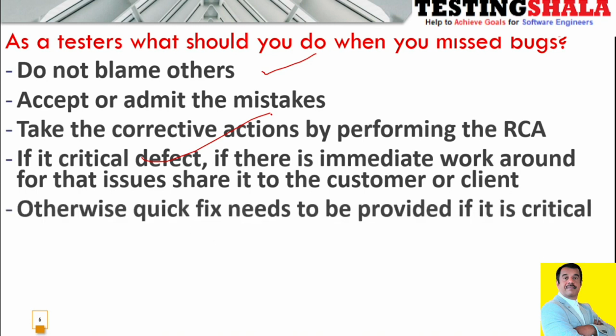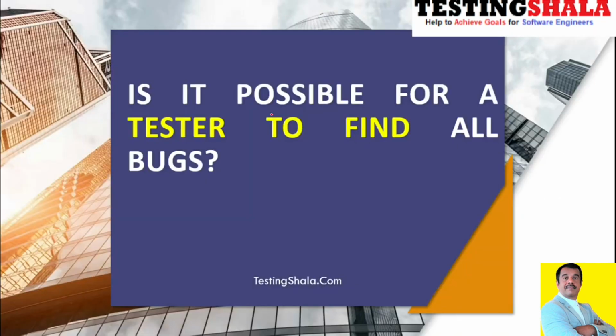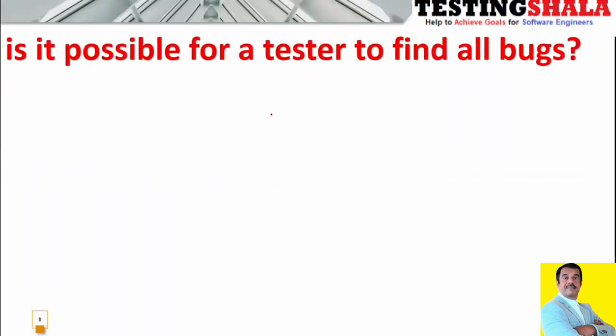If a fix is not possible, if there is a workaround, then we should provide the workaround to the customer as well. Once the fix is there and the client is fine, then we should add this as part of our lessons learned, because you should not make the same or similar mistakes in the future. The next question is: is it possible for a tester to find all bugs in the system?